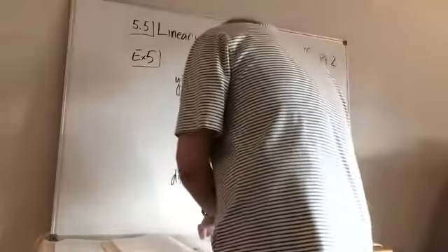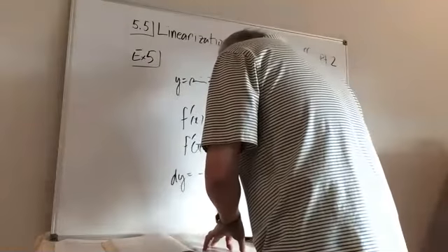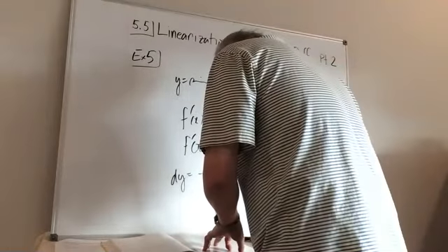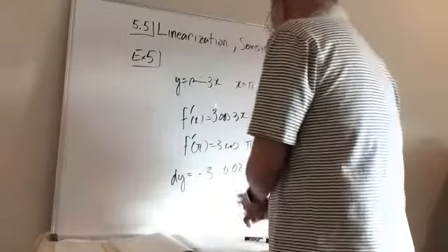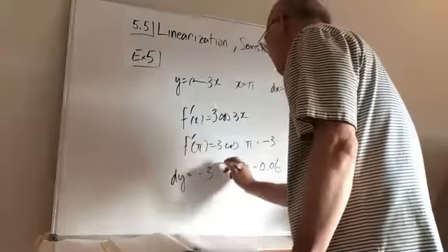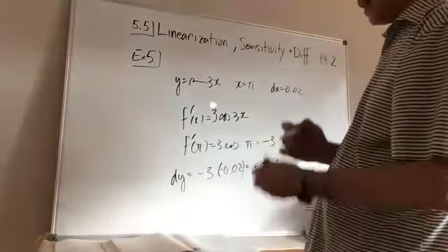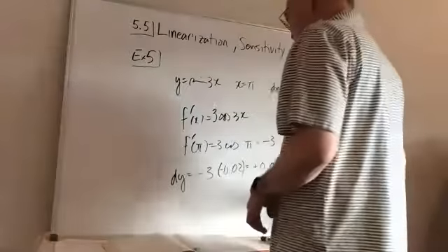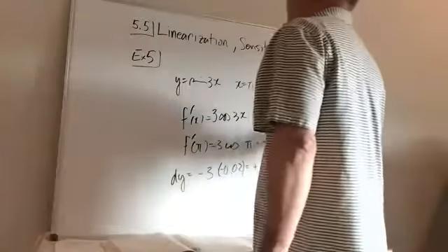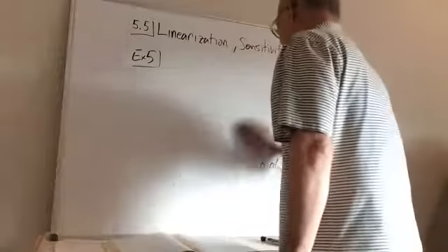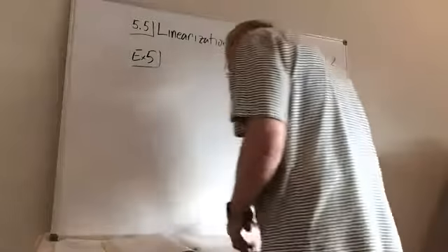What am I missing? Oh, it's negative 0.02. I'm sorry. Negative 0.02. So it's positive 0.06. Okay, so that was B. Let's go ahead and do C.